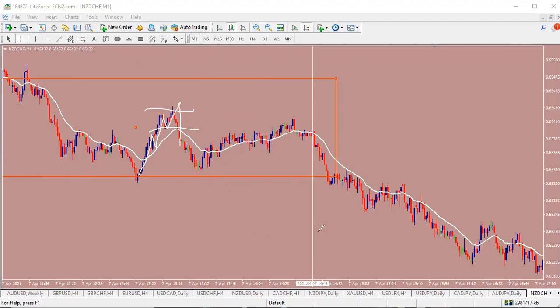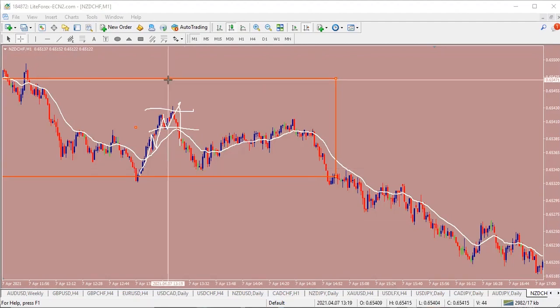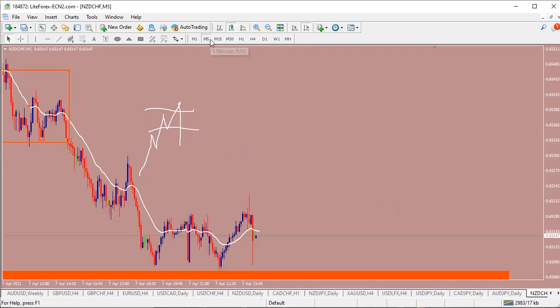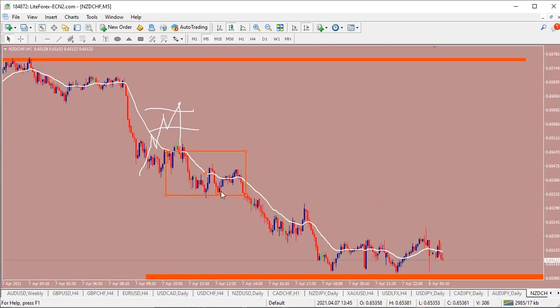Now we will highlight this. Now look at this particular place. Now this particular place it came down to. Let's go down to the 5 minutes. You will see that it is what? The 5 minutes region. Can you see? It has not broken 5 minutes market structure, which is this low. Do you get it?